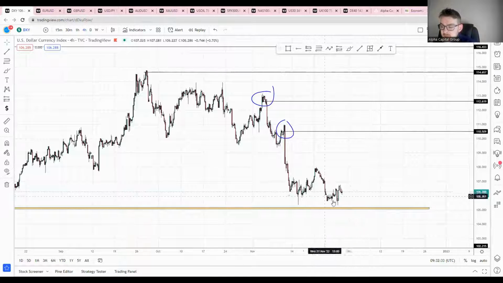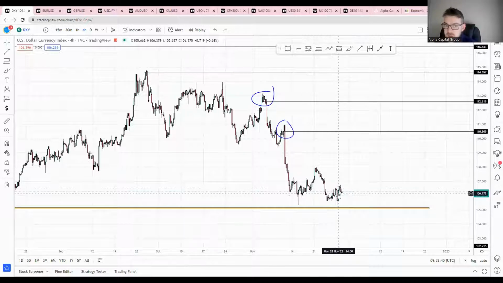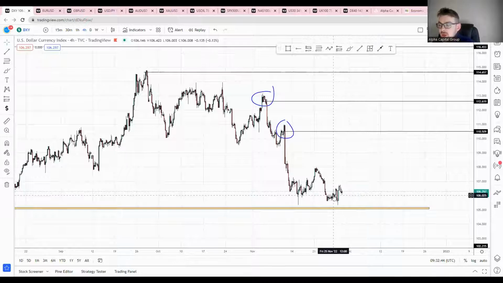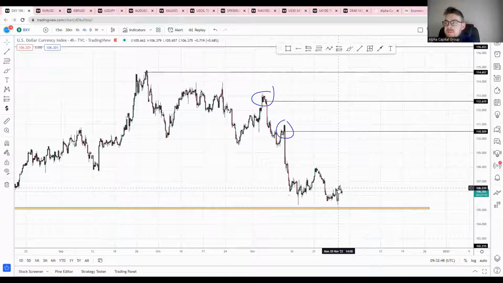How does this play out? If there's any sort of reaction off of this 106 level, do we get that shift in sentiment, or is the market going to hold that risk orientation, that risk aggression, and continue chugging higher? I suppose the next couple of days will be a key determining factor in that, broadly speaking.